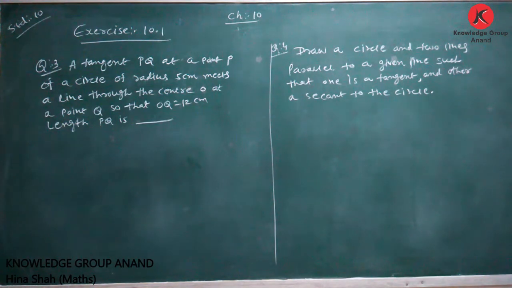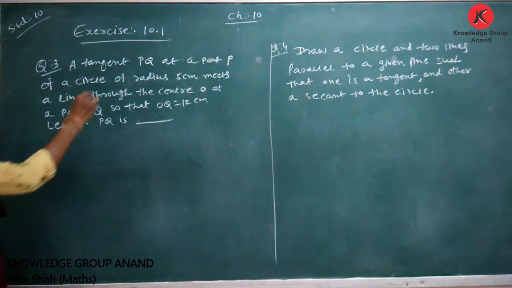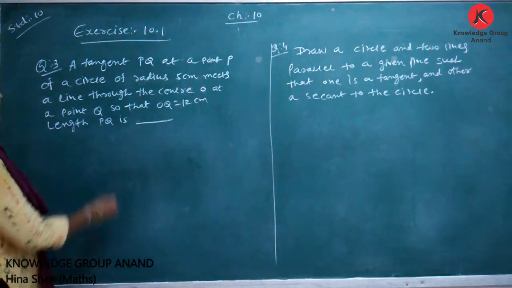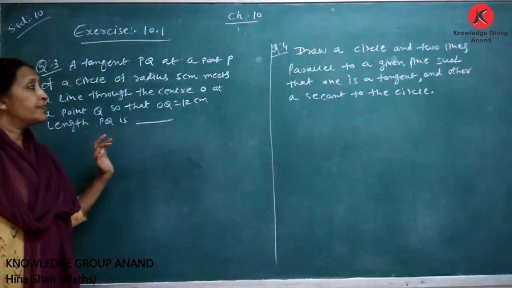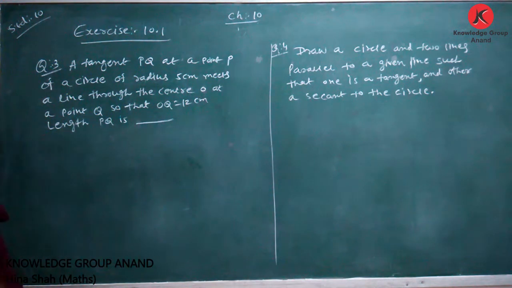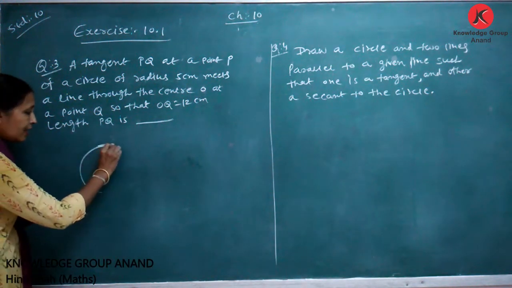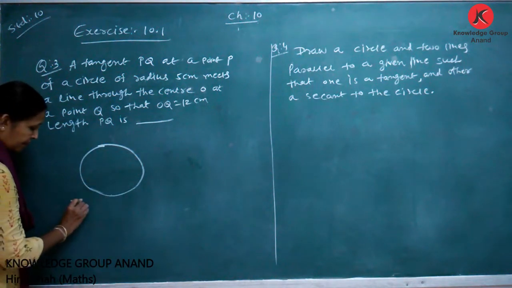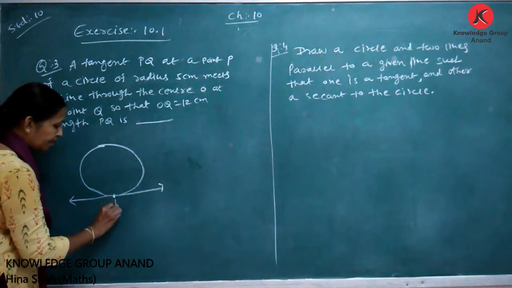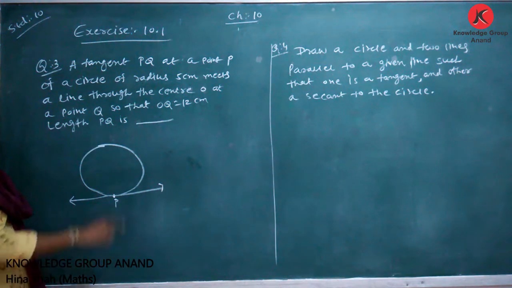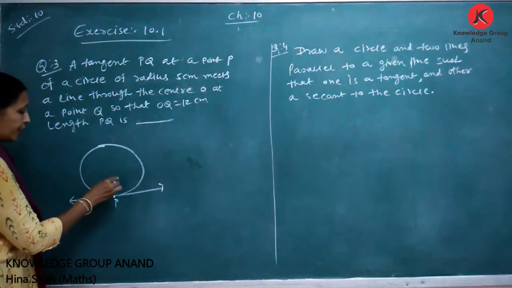Now, question number 3, exercise 10.1. A tangent PQ at a point P of a circle of radius 5 cm meets a line through the center O at a point Q so that OQ is equal to 12 cm. Then find the length PQ. Here, the tangent PQ at point P of the circle, of radius 5 cm, meets a line through the center O at a point Q.